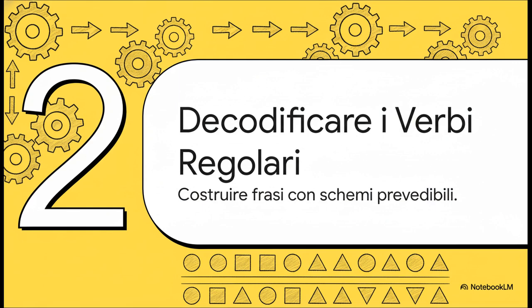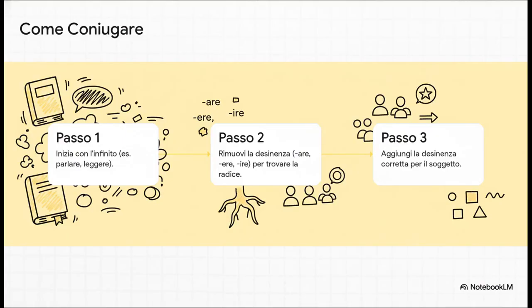Now, let's move on to the other verbs. You know, pretty much all of them. And I've got some great news for you. Most Italian verbs are actually really well behaved. They follow very clear, predictable patterns. It's basically a simple 3-step recipe.